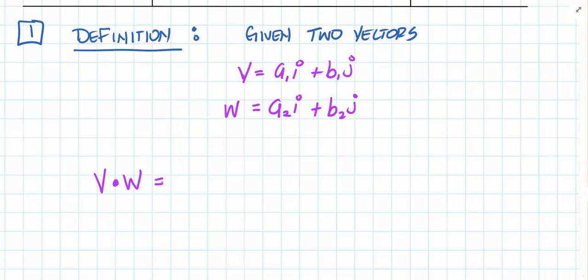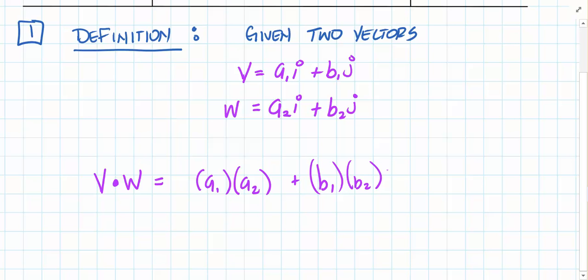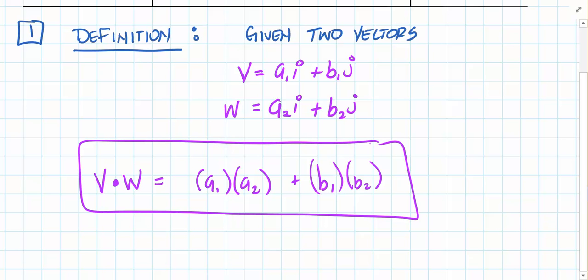So the dot product is nothing more than the horizontal components, a1 times a2, plus b1 times b2. So this is the definition of the dot product for us. We are multiplying the scalars in the horizontal direction, and we're multiplying the scalars in the vertical direction.